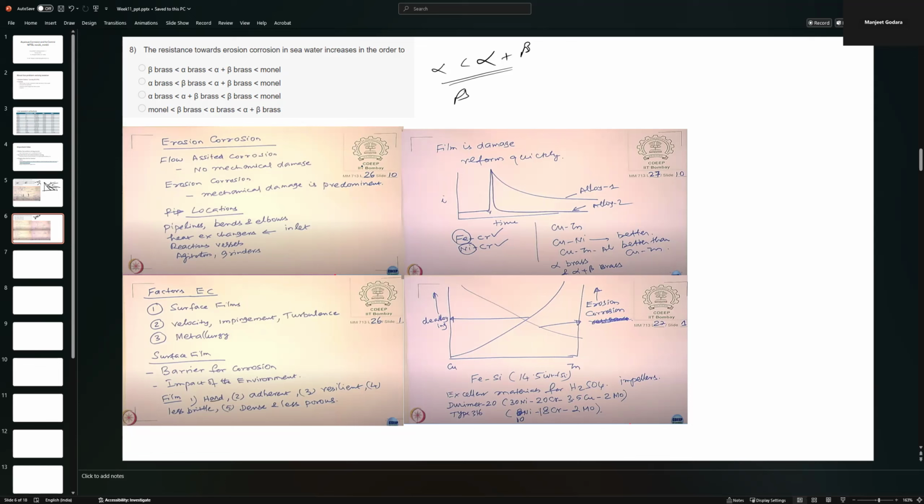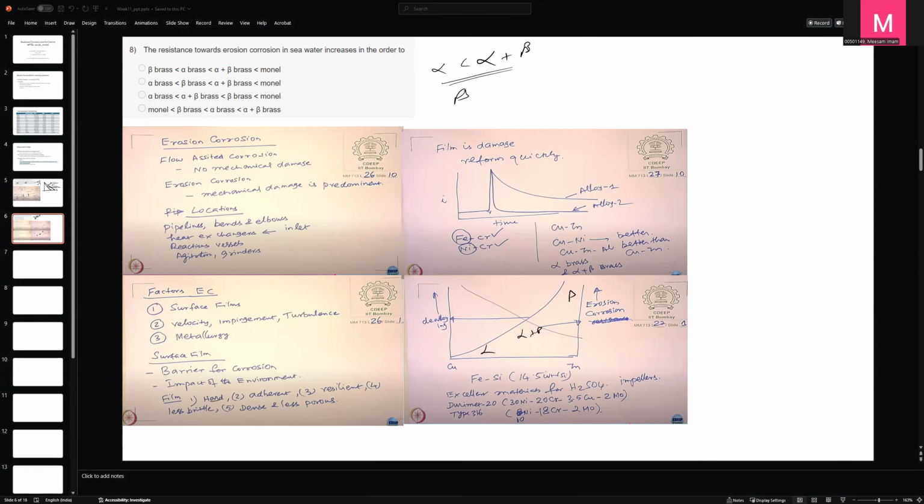So it shows erosion corrosion, and the question is asking the order for erosion corrosion resistance. Then shouldn't it be like here is beta phase, here alpha plus beta, and here alpha, right? What is the percentage content of copper in alpha brass, what is the range, and what is the percentage content of copper in beta brass? There's a phase diagram.